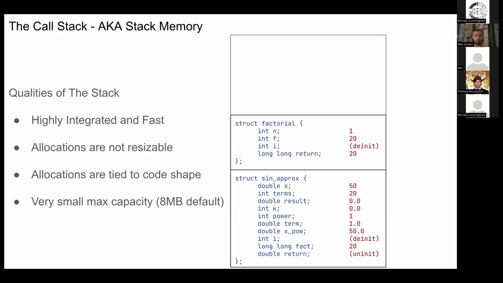And in the same way, it's also tied to code shape. If you tried to allocate something in factorial and then reference it in the sine approximation, you wouldn't be able to do that because the factorial is gone by then. And so because of these limitations, you don't end up using a ton of stack memory. So people tend to tie it to a very small capacity. On Linux, it's 8 megabytes by default.